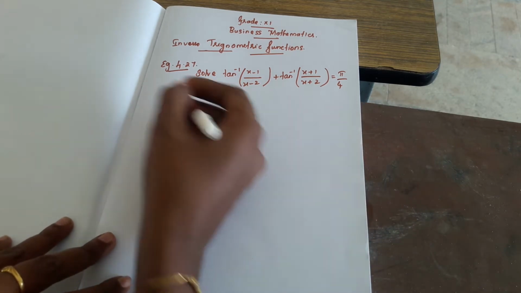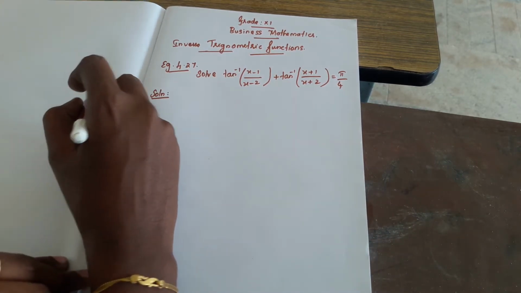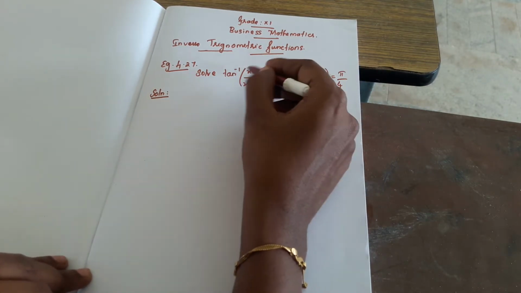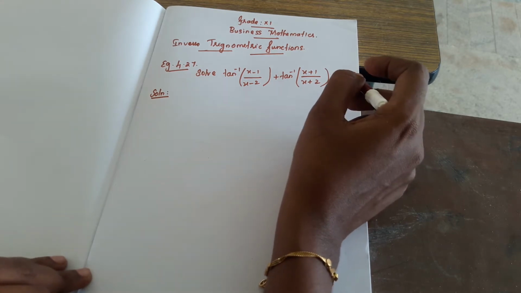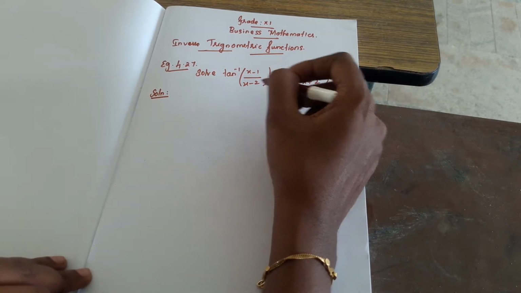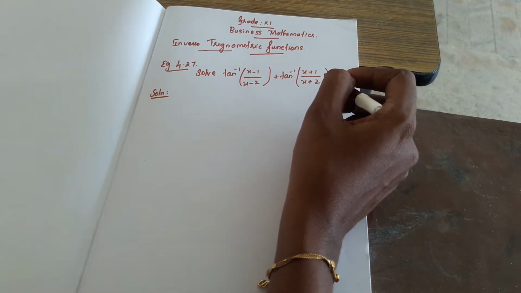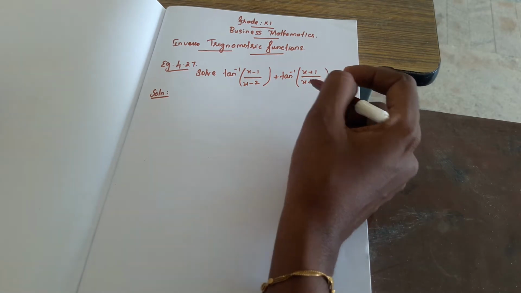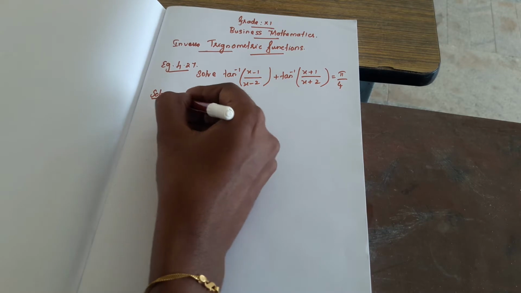Okay, so we know the formula for tan inverse of x plus tan inverse of y. Here this value is x, this value is y. So we are going to apply the tan inverse of x plus tan inverse of y formula. Last class I taught the formula: tan inverse of x plus tan inverse of y is equal to tan inverse of (x plus y) divided by (1 minus x into y). So we are going to use that formula here. If you need, you can write the formula again. So I am writing the formula first.